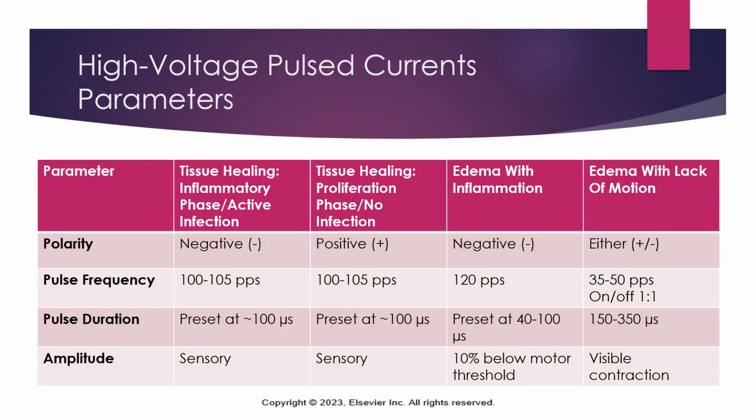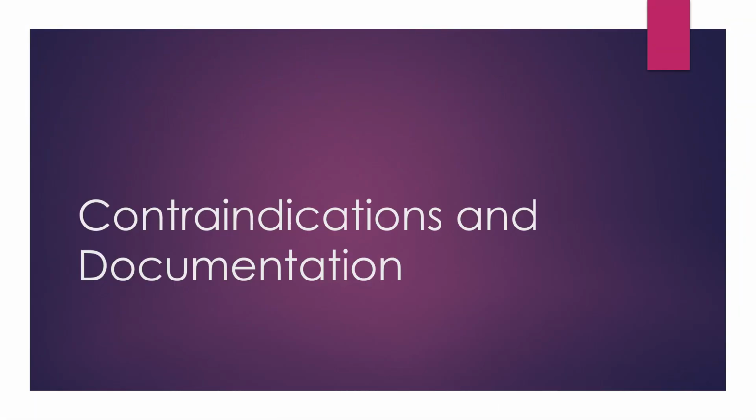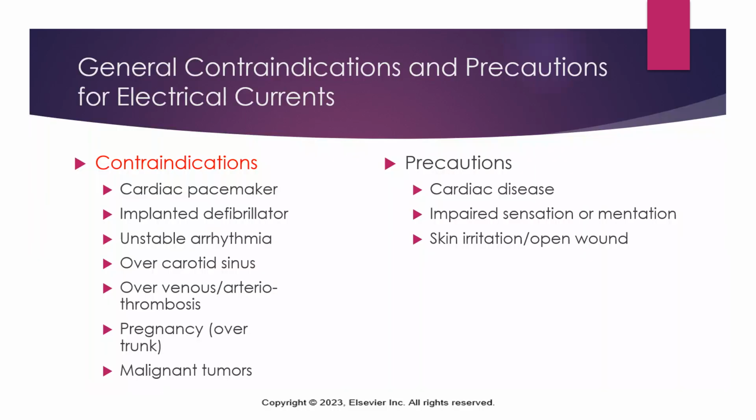So the way that I like to think about this is anytime you see inflammation or infection, that's a bad thing, okay? So our polarity is going to be negative for that. If there are no indications that there is inflammation or infection present, then we're going to switch it to a positive polarity. Okay, so now let's look at some of the contraindications and information regarding documentation for electrical stimulation.